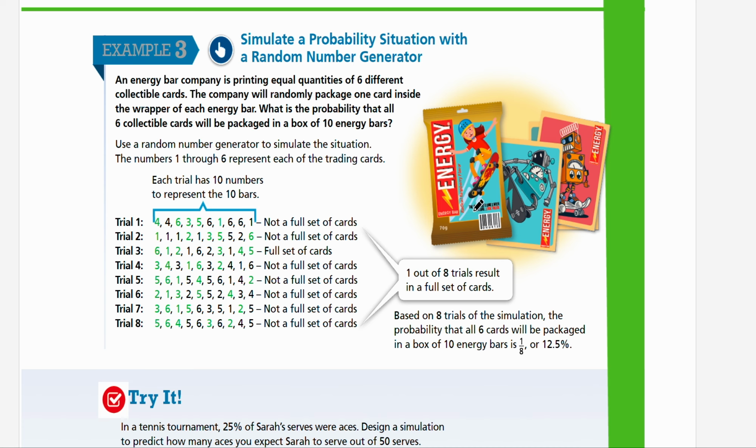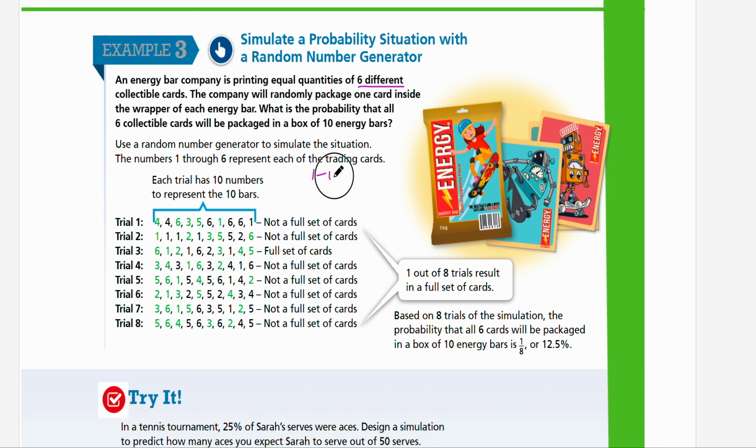So here we have 6 different collectible cards, and they'll be packaged in a box of 10 energy bars. We're going to buy 10 energy bars, but we're going to simulate it first, right? So use a random number generator to simulate the situation. We can say numbers 1 through 6 represent each of the trading cards, because we have 6 different collectible cards, right? And then each trial has 10 numbers.